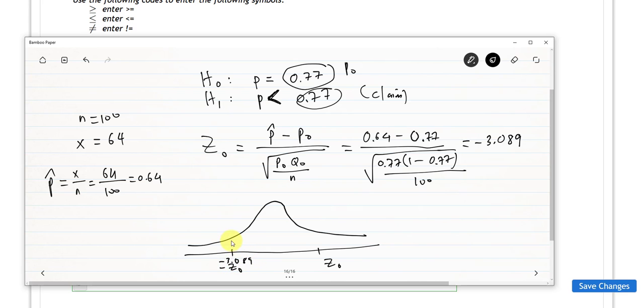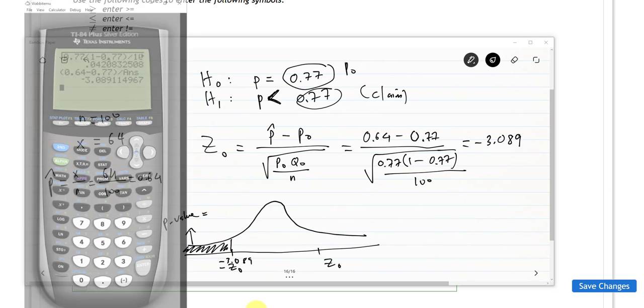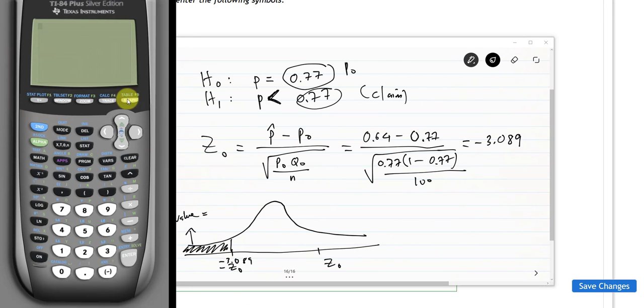So this is a negative value, so that is right here, negative 3.089, and I know that this is the left tail, so I need to find the area of the left tail. That will give me the p-value. And I know that this is the normal distribution. To find the area of that, I would use my TI-84 to help me for that.